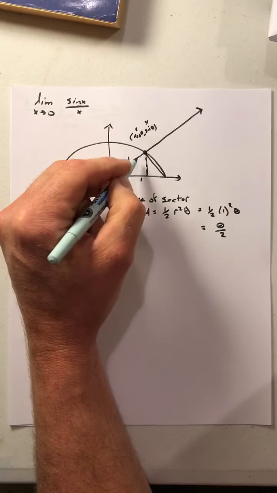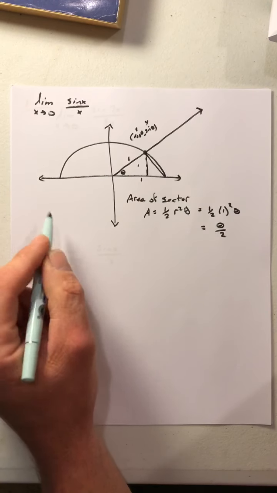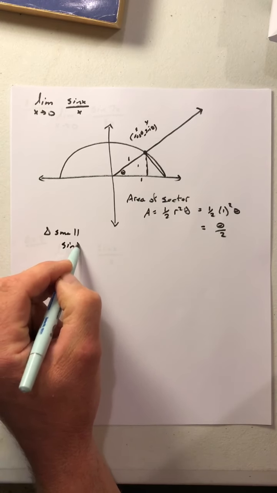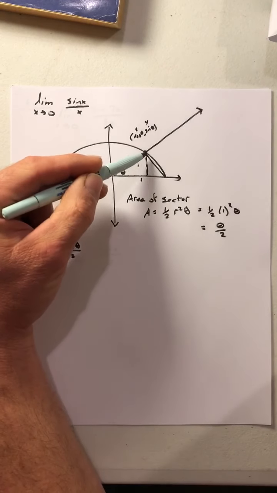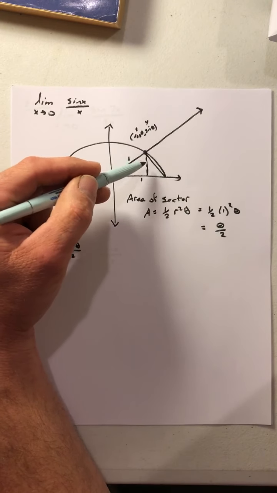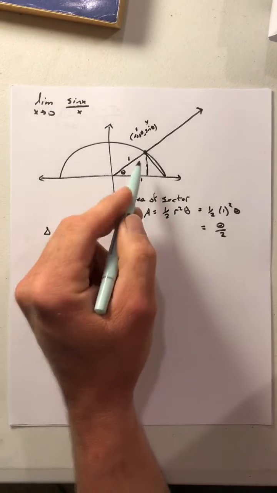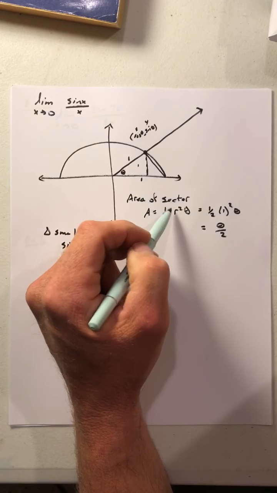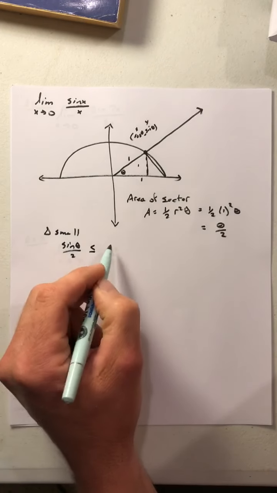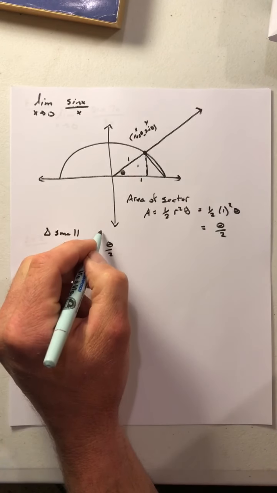So the area, we're going to call this triangle 1, or triangle small if you want, is going to be the sine of theta over 2. Because we have the base, which is 1, the height, which is sine of theta, and the area of a triangle is 1/2 of the base times the height. So we have 1/2, 1 times sine of theta. And we know that that area is going to be smaller than the area of the sector. So we know the sine of theta over 2 is going to be less than or equal to this theta over 2. And this is our actual area.